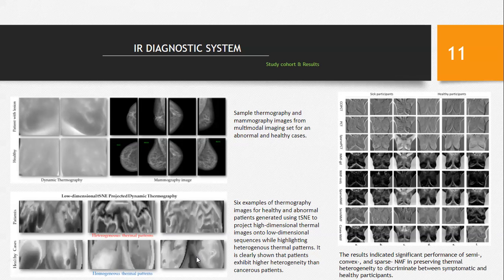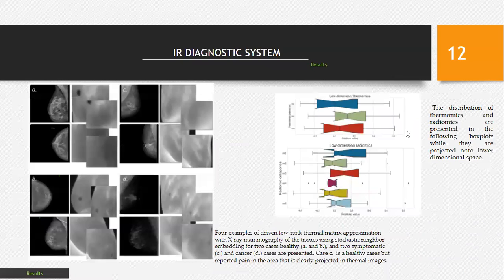From here, we were able to use tSNE to reduce the dimensionality in both of the cohorts, the training set and the multimodal imaging cohort. And from there, we were able to extract low dimension thermomics, which are also thermal features. And we were able to extract 3 of high significance. And down below, we were able to extract 6 of the low dimensional radiomic features from the multimodal imaging cohort. This was from the mammography images.